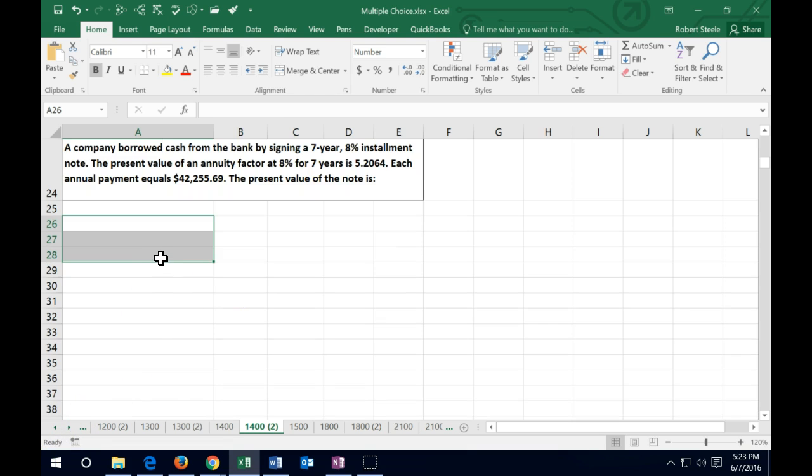Next one says a company borrowed cash from the bank by signing a 7-year 8% installment note. The present value of an annuity factor at 8% for 7 years is 5.7064. Each annual payment is $42,255 and 69 cents. The present value of the note is what? So we have kind of the opposite here now. Now we have basically an annuity.